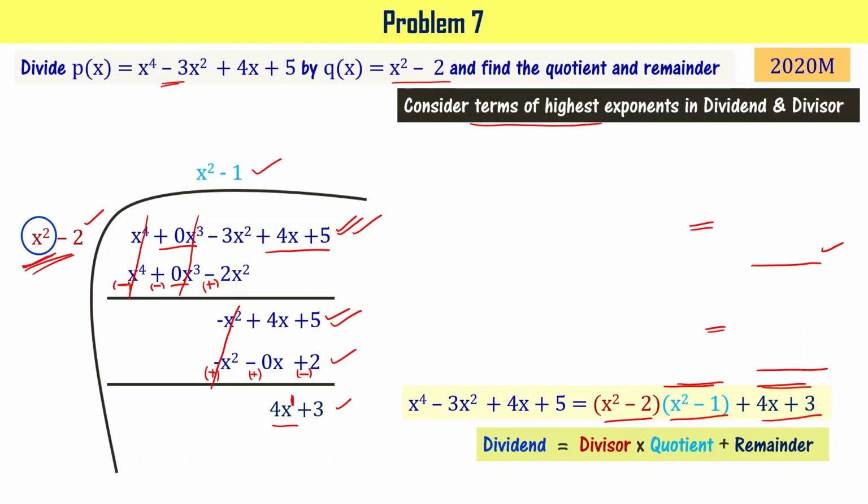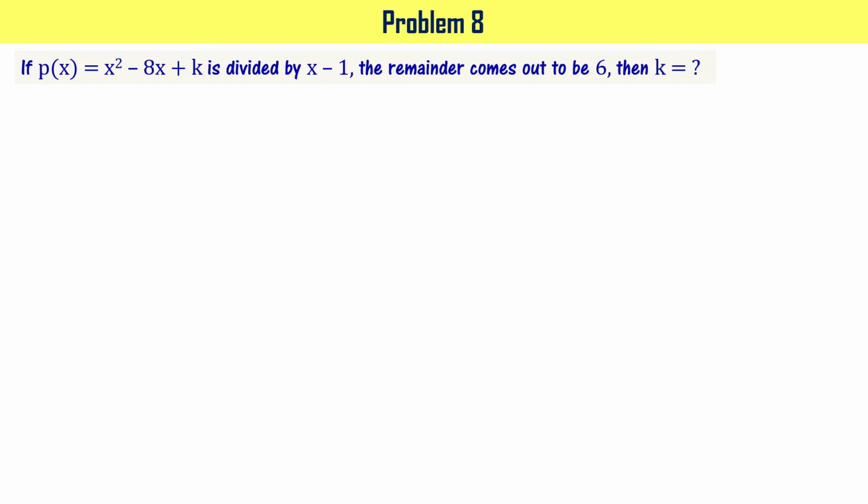Now let's go to the next problem. That is problem number 8. If p of x equal to x square minus 8x plus k is divided by x minus 1, the remainder comes out to be 6. Then we have to find the value of k. This is from year 2016 Andhra State Board exam.